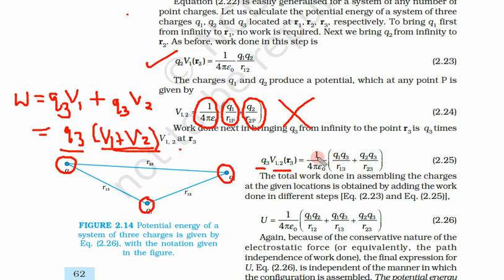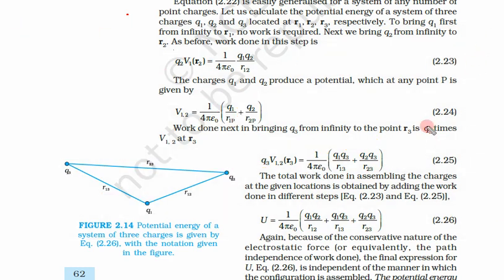So what is this? 1 upon 4 pi epsilon naught. Q3 is outside and we have taken it inside, so it is multiplied with both. For V1, Q1 upon R13, because the distance between these is R13, and for V2 the distance is R23. So this is the distance here. This is for a three-charge system.